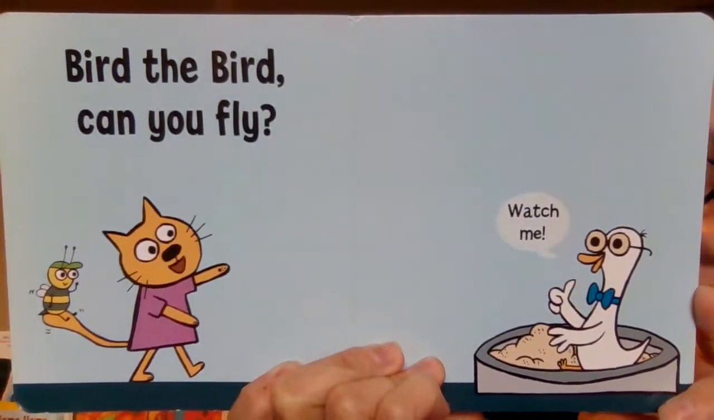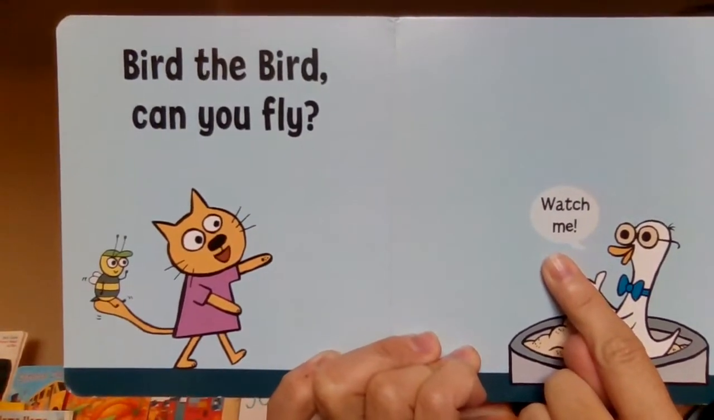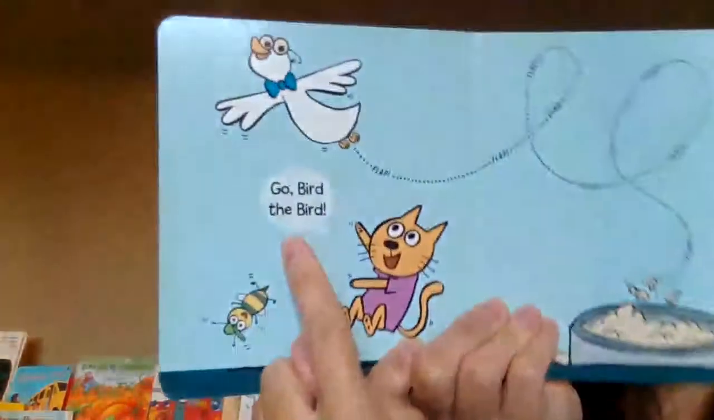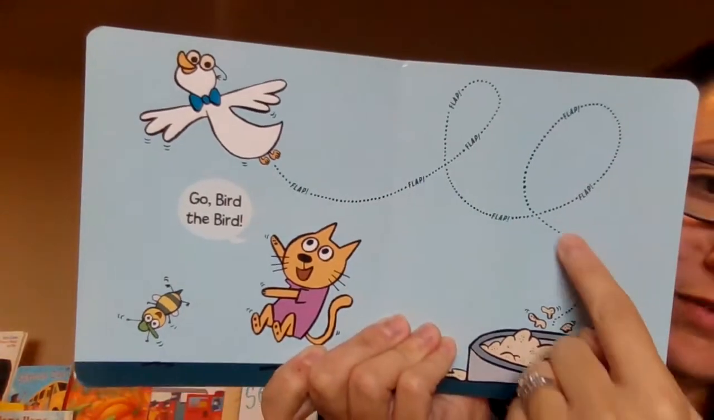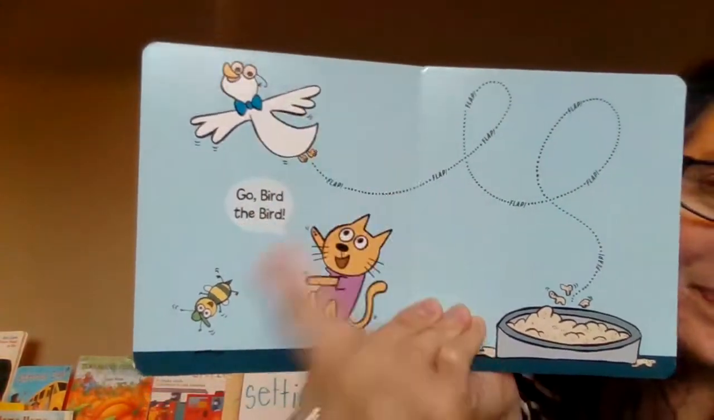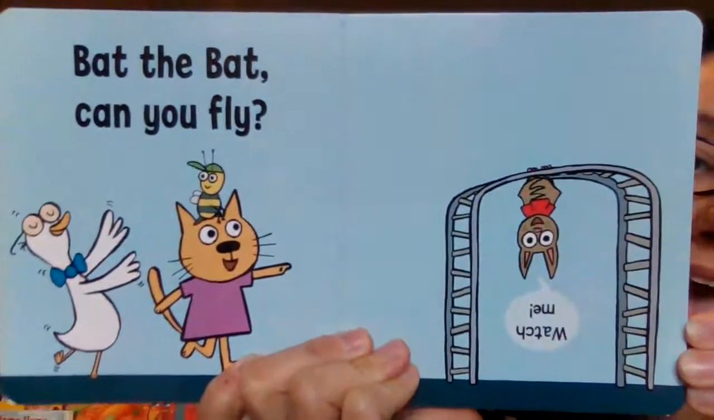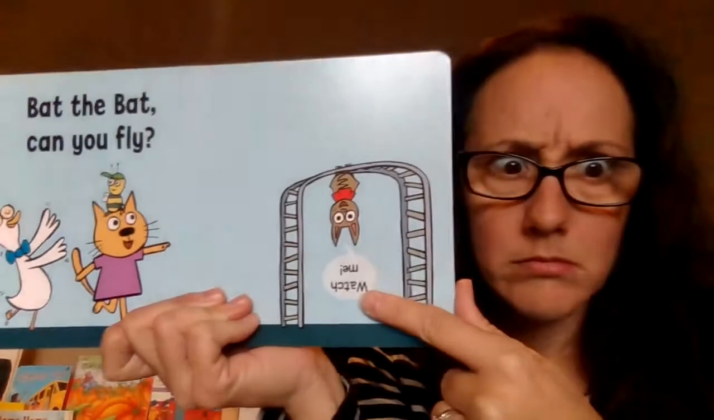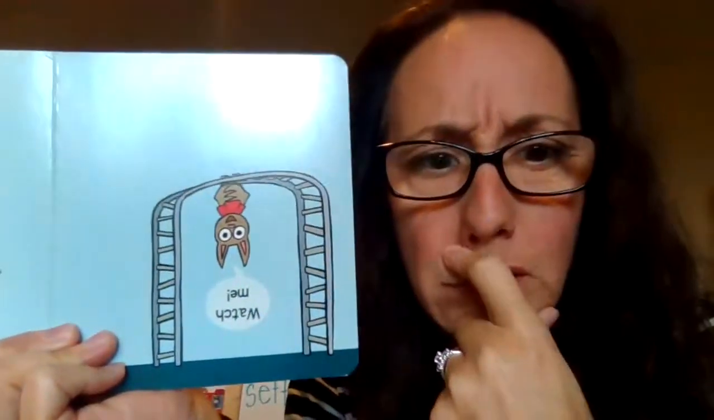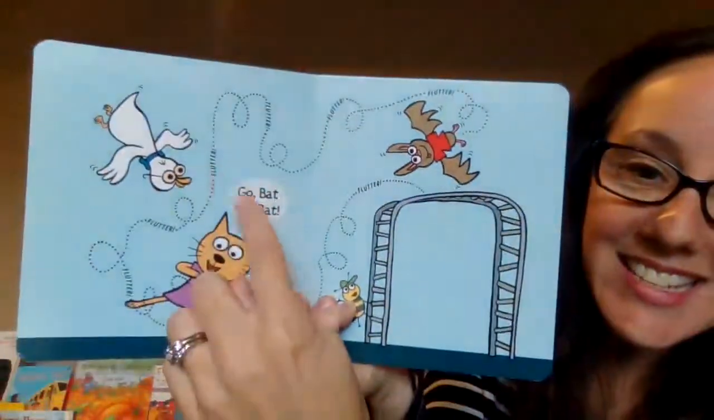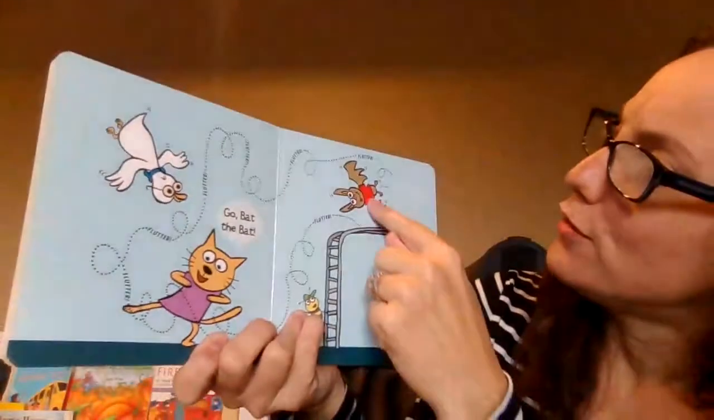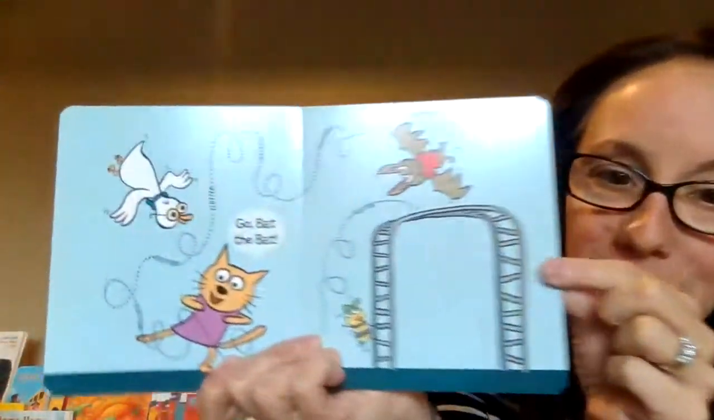Bird the Bird, can you fly? Here it is, guys. Watch me! Here it is! Go, Bird the Bird! Flap, flap, flap. Okay, keep your eyes peeled for speech bubble. Bat the Bat, can you fly? Oh. Something looks weird with those words. It's upside down, like the bat. Watch me. Here it is. Go, Bat the Bat. Flutter, flutter, flutter. Speech bubbles.